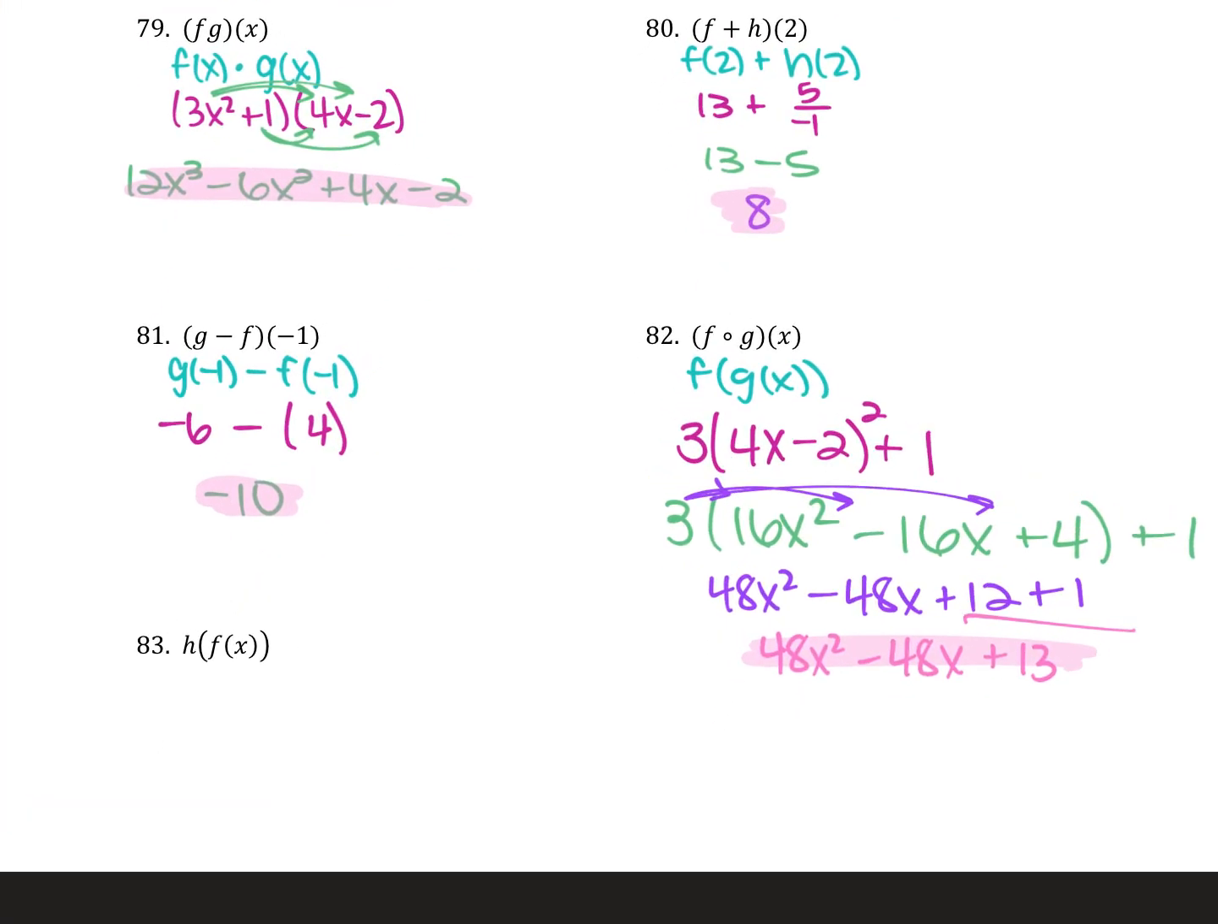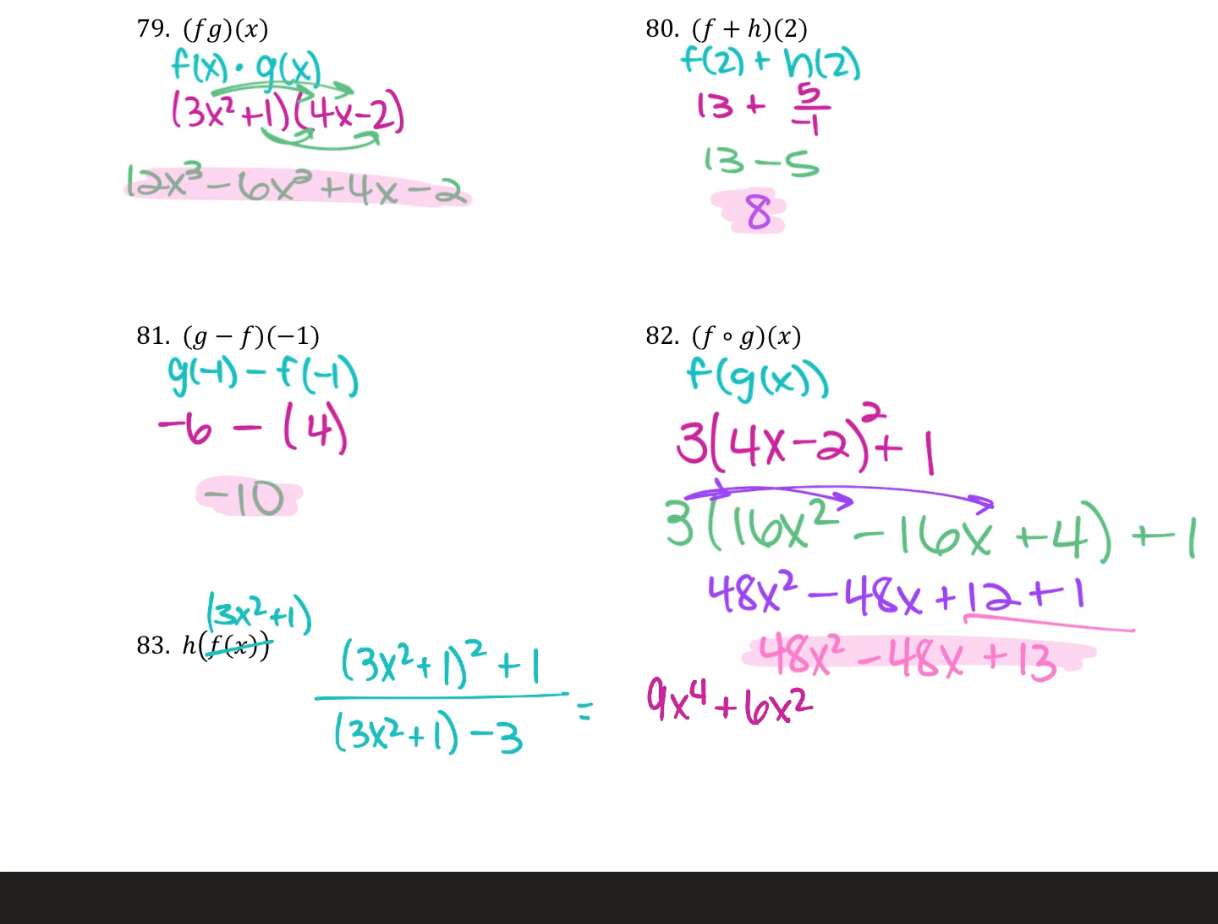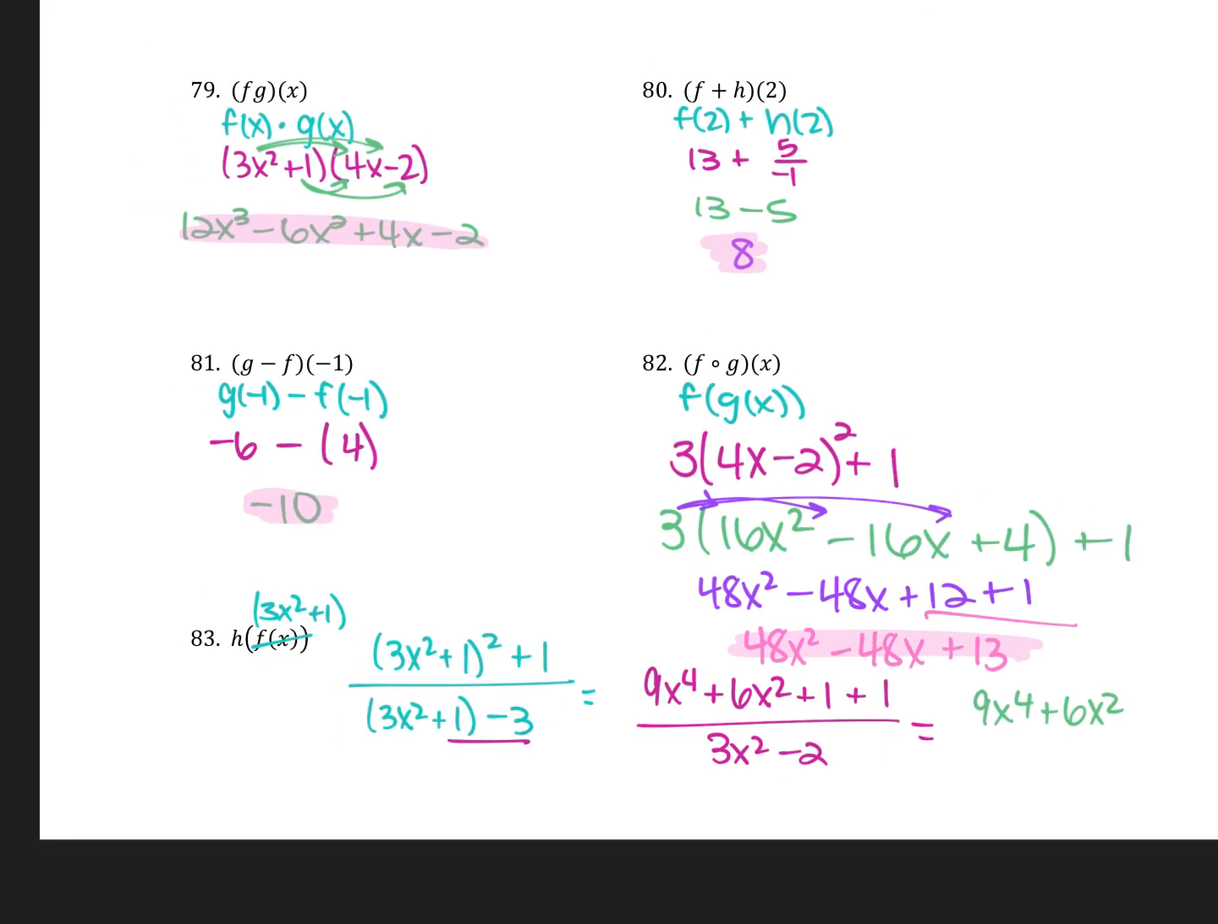For 83, we have h of f of x. So we're plugging f of x in for x in h of x. So this is like saying h of 3x squared plus 1. So h of x is the x squared plus 1 over x minus 3. So that's 3x squared plus 1 squared plus 1 over 3x squared plus 1 minus 3. Foil out that 3x squared plus 1 squared. That gives you 9x to the 4th power plus 6x squared plus 1, all over, you combine these, that's 3x squared minus 2, which simplifies further to be 9x to the 4th power plus 6x squared plus 2 all over 3x squared minus 2.